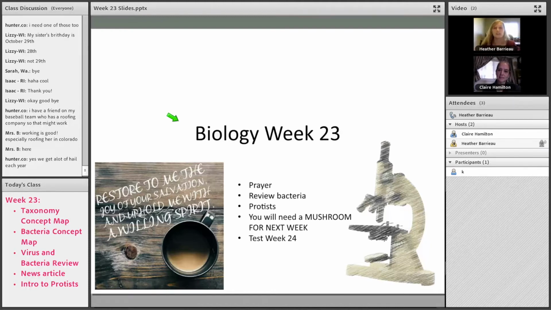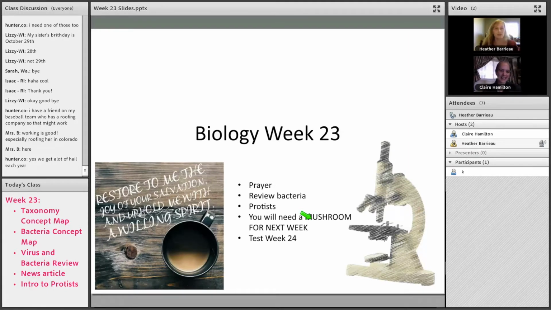Great. Well, this is what my biology classroom looks like. If your student logs into the link that I give to them, they will see here we're in biology week 23 of 30 weeks of school. And as you can see, we're talking about bacteria, protists, and we have a mushroom for next week for a lab. So that's kind of what is on my slides, what they'll see when they come in. They'll kind of see like a heads up, that's the week you're in. Maybe you're in the wrong class, maybe you're in the right class.